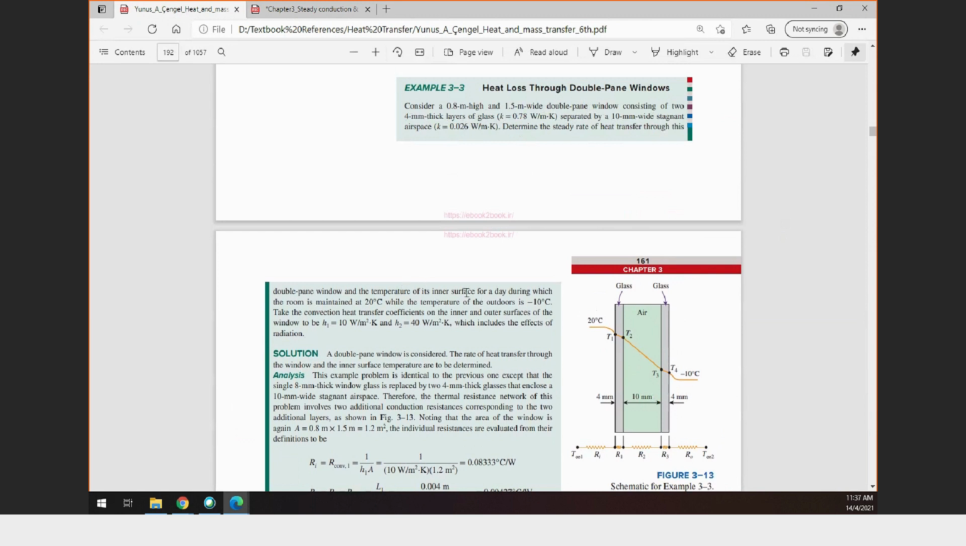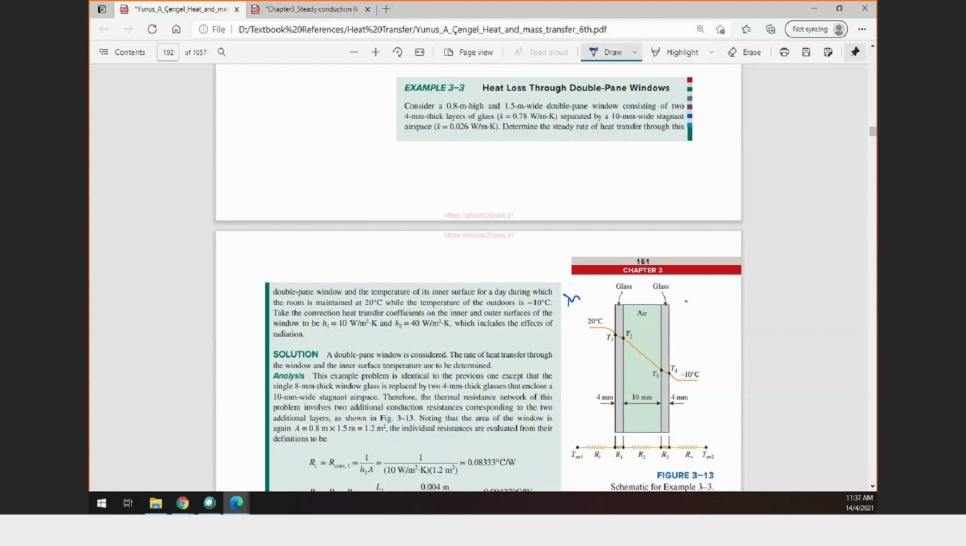and the temperature of the inner surface for a day during which the room is maintained at 20 degrees Celsius and the outdoor temperature is negative 10 degrees Celsius. So this is not our environment. It's a cold environment, where this is the outside and this is the inside. The other way around. So basically this is the inside.